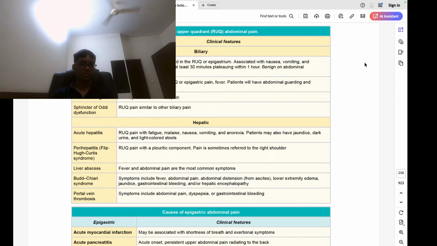Okay. Hepatic, acute hepatitis. Murphy's sign is asking the patient to take in and hold a deep breath while palpating the right subcostal area. If pain occurs on inspiration when the inflamed gallbladder comes into contact with the examiner's hand, then Murphy's sign is positive.